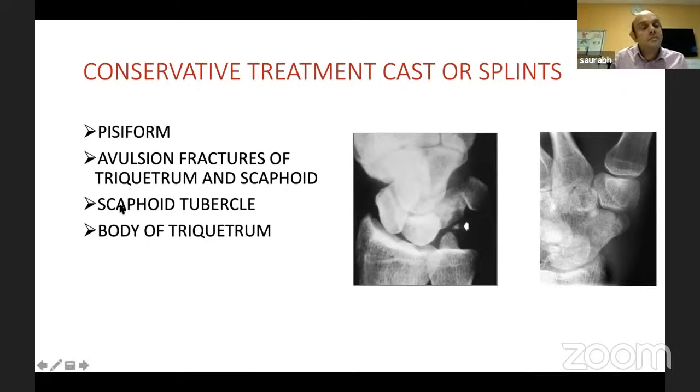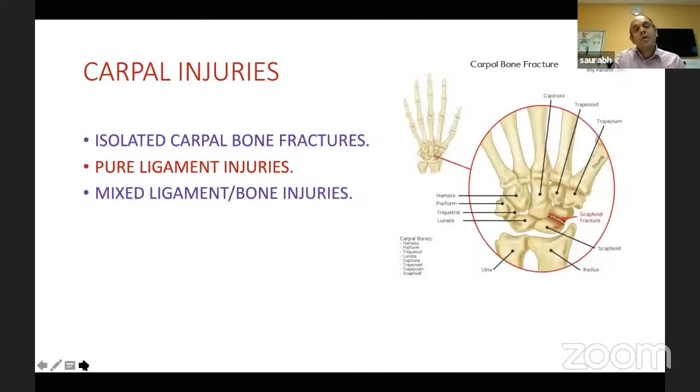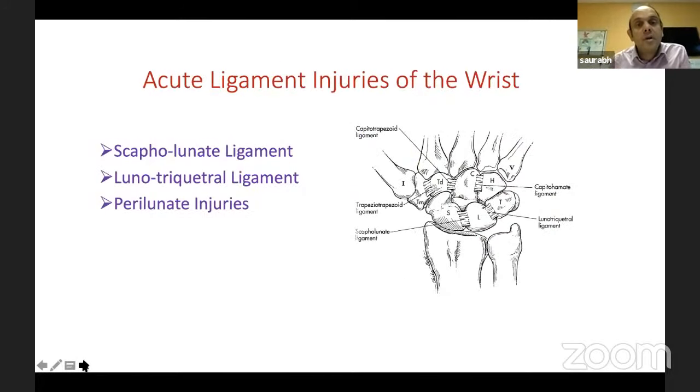Similarly, tubercles and pisiforms can all be managed non-operatively. So this is a brief description of carpal bones. Let's talk about pure ligament injuries. Relevant to us in our practice are the scapholunate ligament and the lunotriquetral ligament. So we're going to talk about these two ligaments and then, of course, the perilunates.